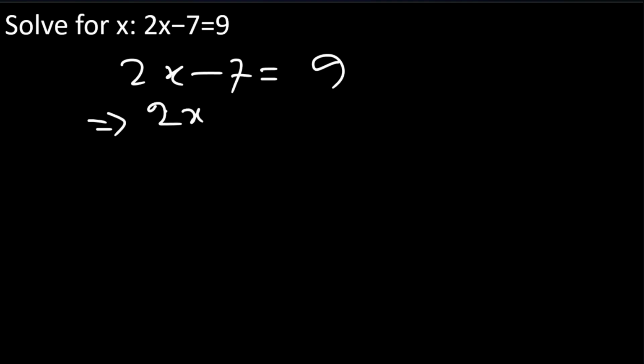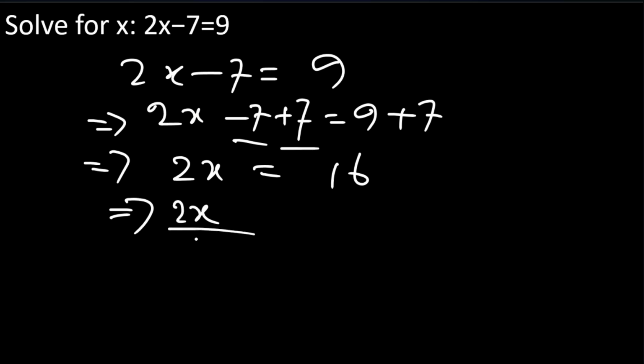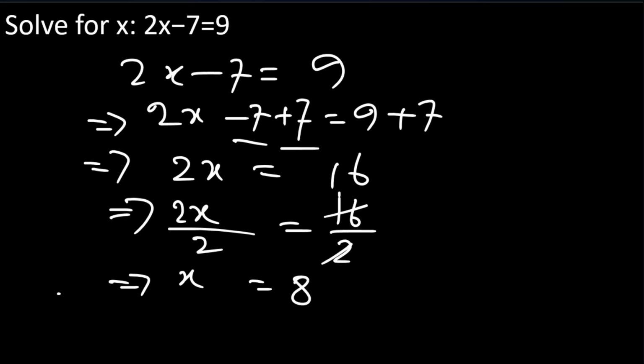So we will add plus 7 on both sides. Here 9 plus 7. So here the minus 7 and plus 7 will cancel. So here 2x will remain and 9 plus 7 equals 16. Here 2x over 2 and also 16 over 2. So we will get x, and 2 goes into 16 eight times. So x equals 8.